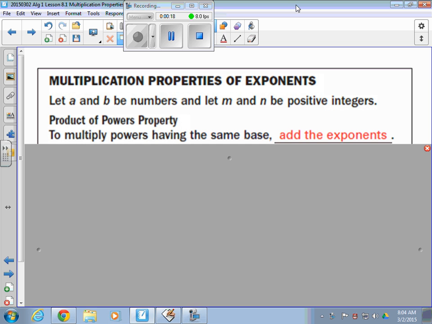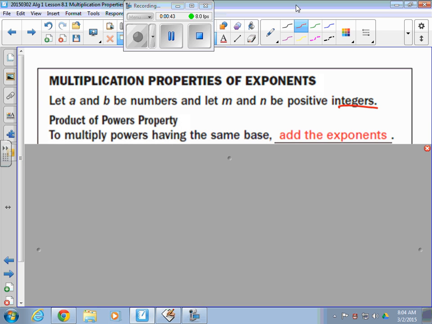First off, it starts with three properties of multiplication of exponents. The first one is the product of powers property. Notice it says let A and B be numbers and M and N be positive integers. Remember, positive integers means not negative. Integers means not fractions or decimals or anything like that. So you're looking at what we consider whole numbers. To multiply powers having the same base, add the exponents.